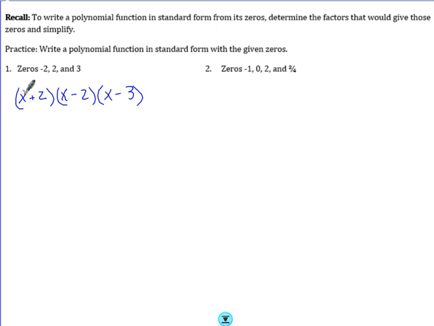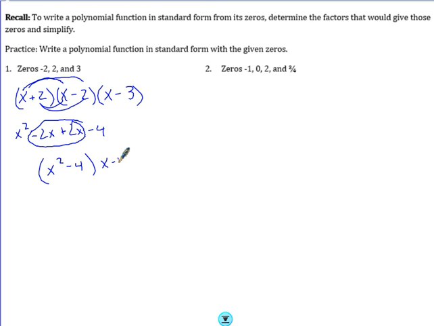So I'm going to FOIL these two first. Okay, x times x would give me x squared. x times -2 is -2x. 2 times x is positive 2x. And then 2 times -2 is -4. I can simplify and combine these like terms. They actually cancel each other out. So now I have x squared minus 4 times x minus 3.